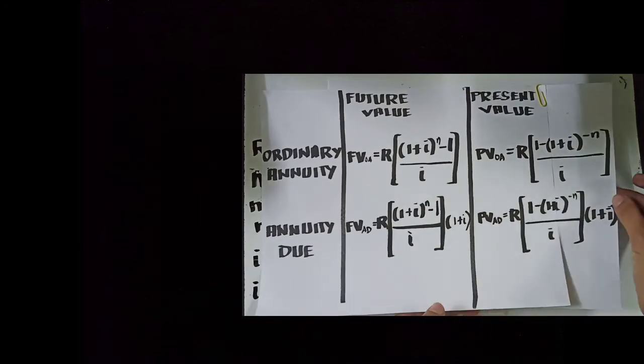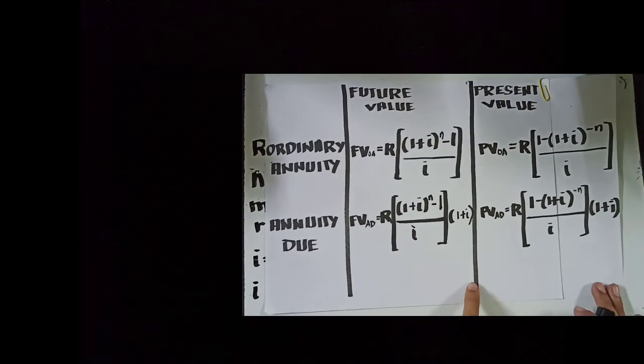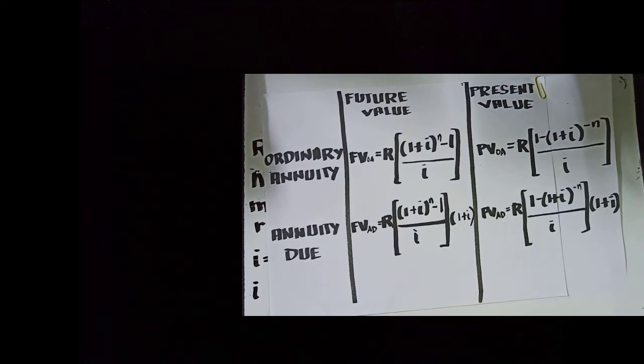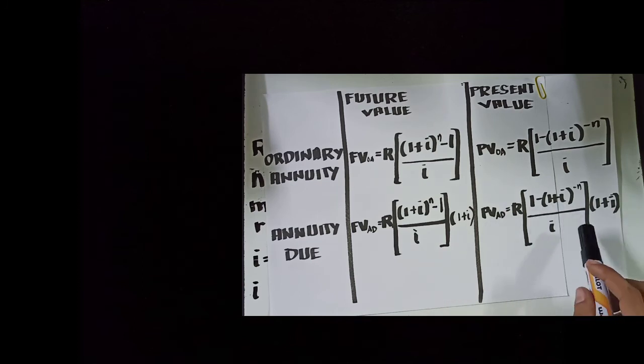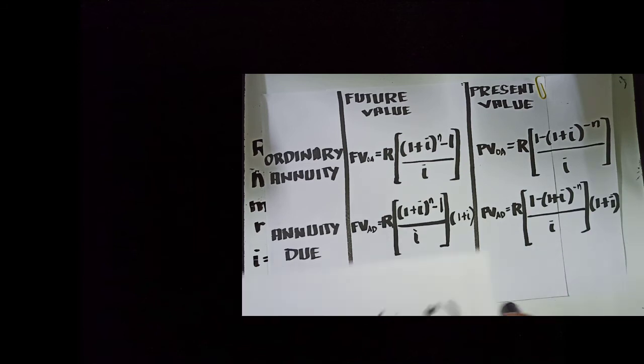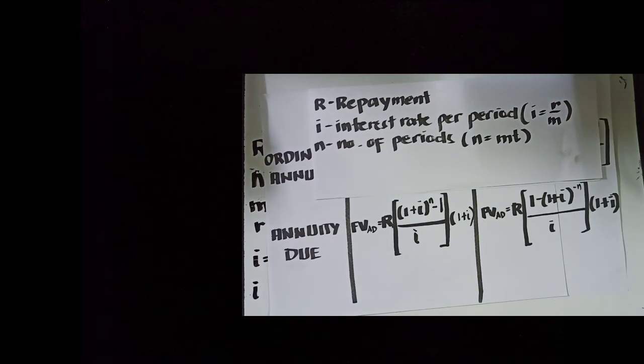Okay, so ngayon naman, we're going to solve for the present value of an annuity due. Okay, so the formula to find the present value of an annuity due, PV sub AD is equal to R multiplied by the quantity 1 minus 1 plus I raised to negative n over I, then multiply by 1 plus I, where R is the repayment, I is the interest rate per period.